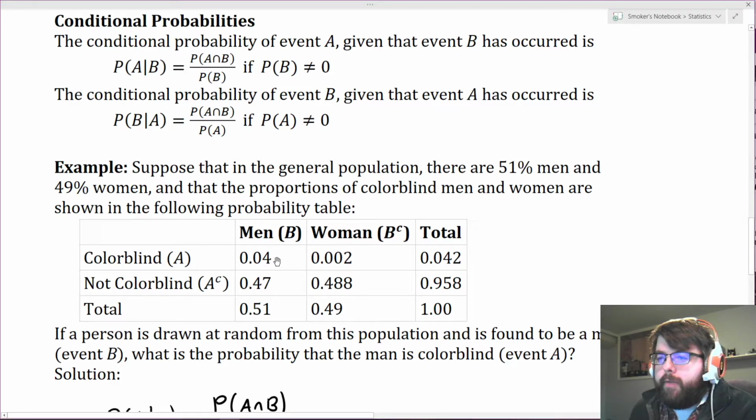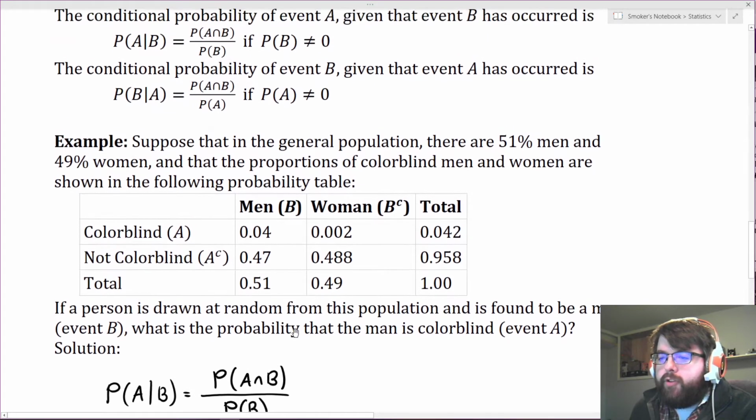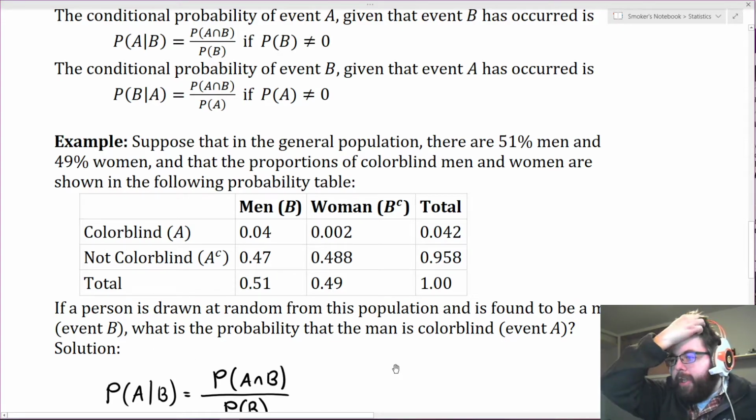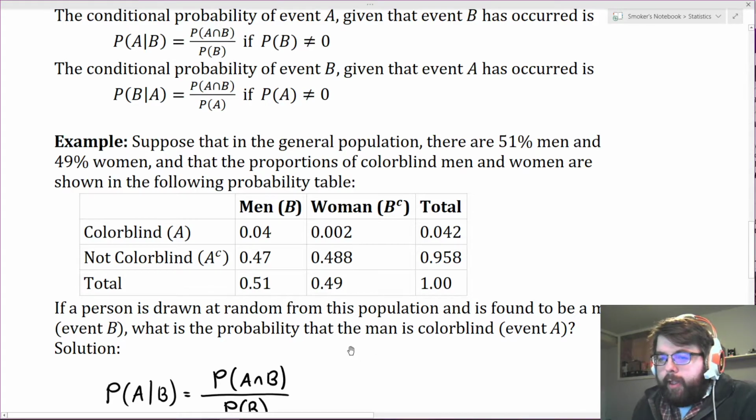Wait, what am I saying? 4% of the entire population are colorblind and men. 0.2% of the entire population is colorblind and women. Hopefully that makes sense. So if a person is drawn at random and so on and so forth, you can look at that chart. A person is drawn at random from this population and is found to be a man. Okay, so it's given that they're a man.